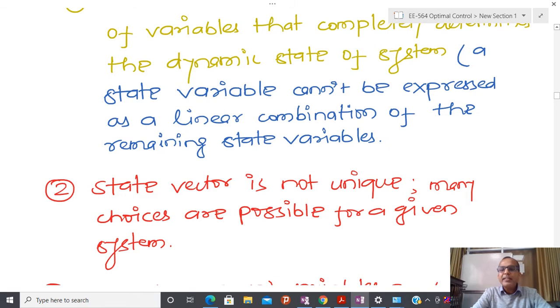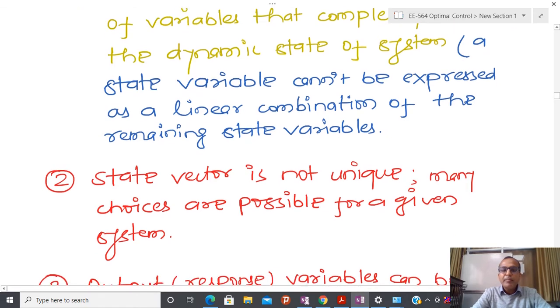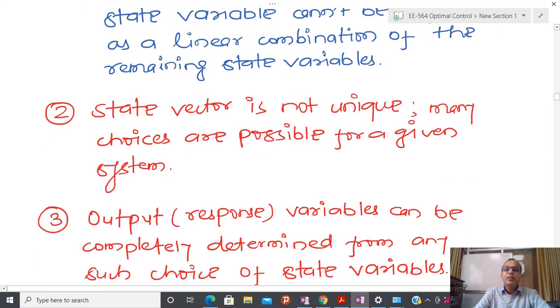A state vector is not unique. Many choices are possible for a given system. So the system is fixed, but I have infinitely many choices. I have shown just two choices, but by scaling you can select any other choices also. Due to that reason, we say that I have many choices, and that it is not unique.